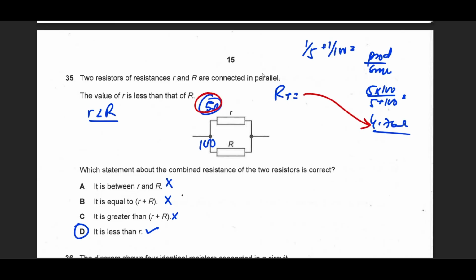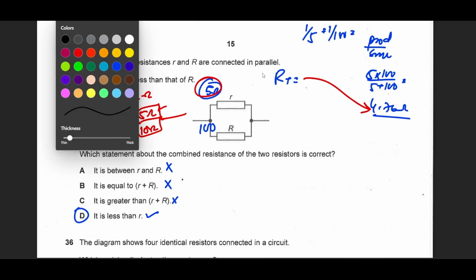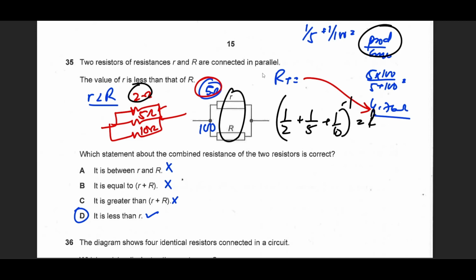It's not only true for two resistors, it's true for any number of resistors. Let's say you have 3 resistors in a combination like this. This is 2 ohms, this is 5 ohms, this is 10 ohms. I can predict right now that my final answer will be less than 2 ohms. You can try this. So this product over sum only works for 2 resistors, it's not applicable for 3. So I'll have to go for the longer method.